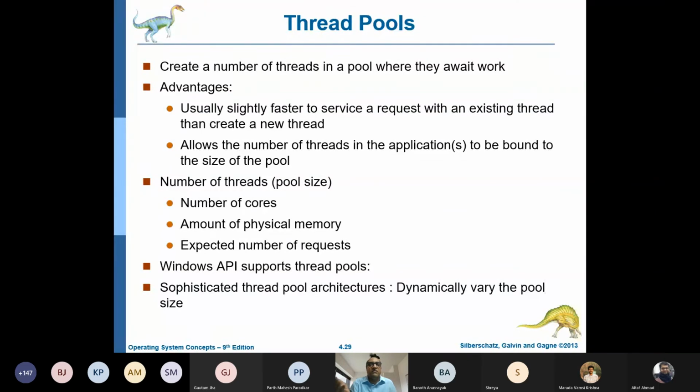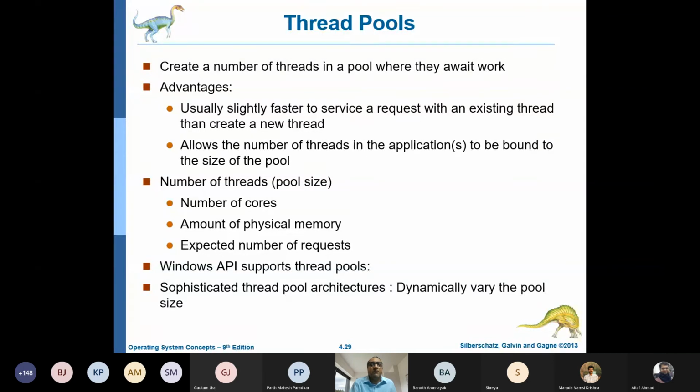Otherwise, whenever a request arrives and a thread has to be created, suppose there is a demand at a particular instance of time and a lot of requests arrive in a very small amount of time. In that case, as per the protocol, new threads are created for every request.